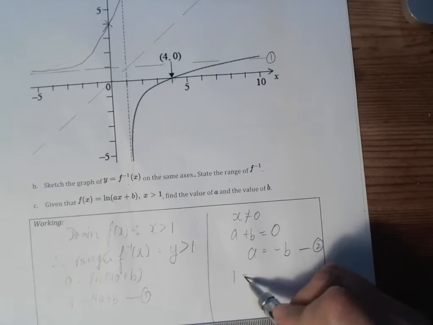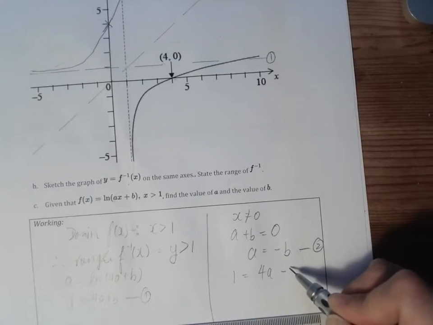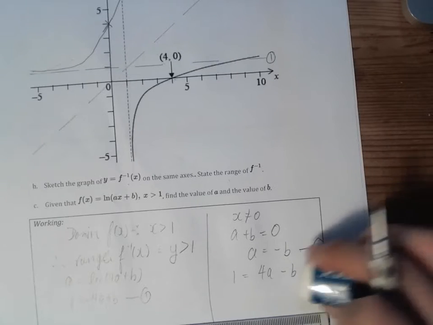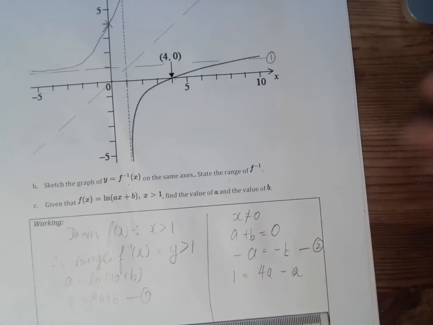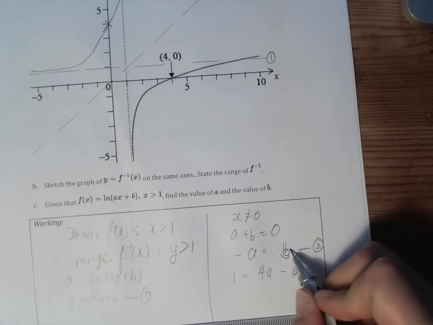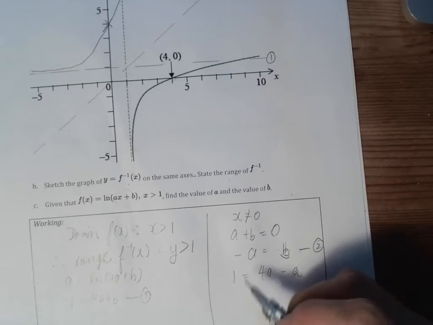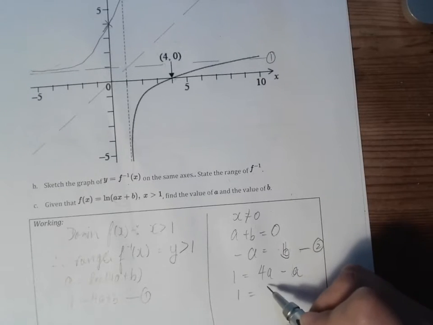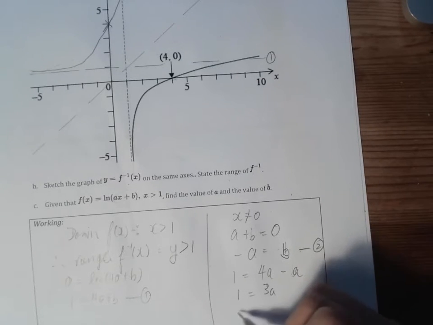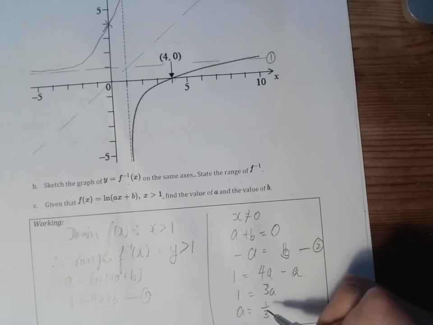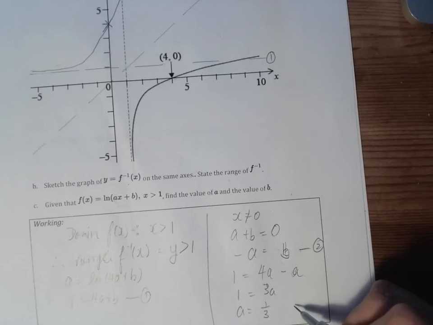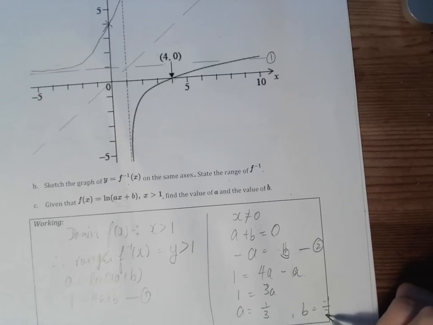Then we have 1 equals 4a minus a, and then the negative a equals b, so we could throw it to the other side. So we have 1 equals 3a, so a equals 1 over 3. And then with that we will have our b equals negative 1 over 3, and that gives you another 4 points.